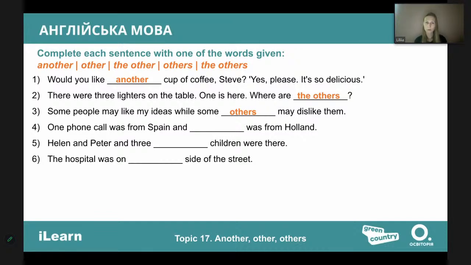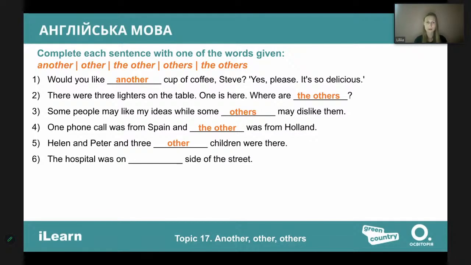Number 4. One phone call was from Spain and the other was from Holland. There were 2 phone calls, obviously. One was from Spain and the other, because you know which one, was from Holland, right? Number 5. Helen and Peter and 3 other children were there. Three other children, just some children we don't know who they were.